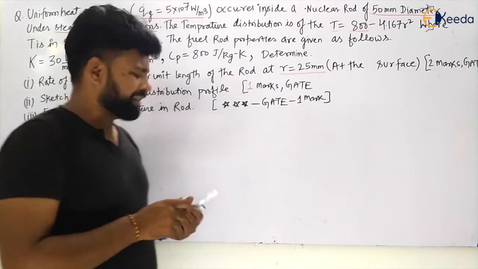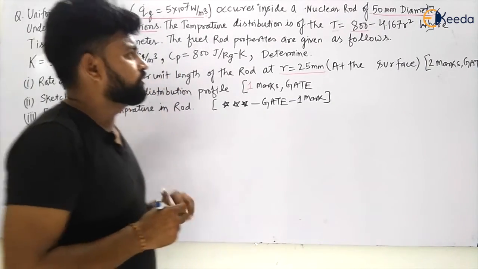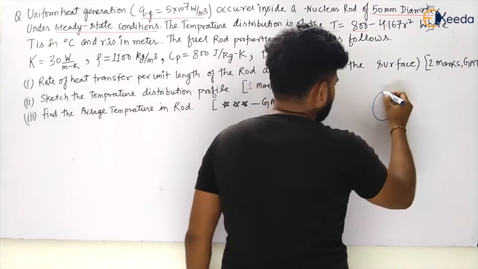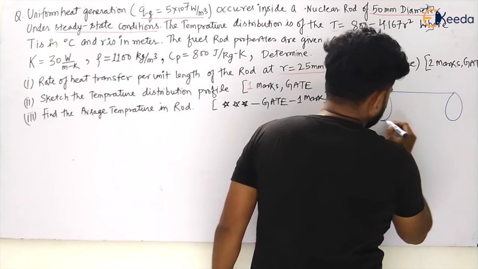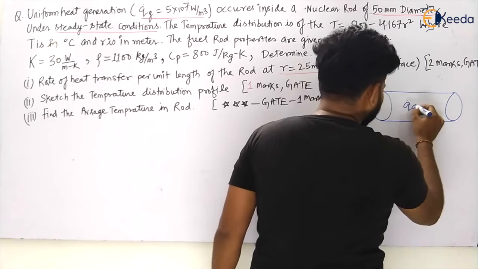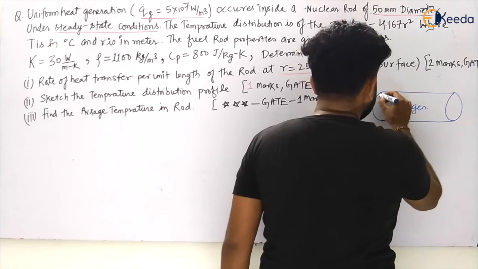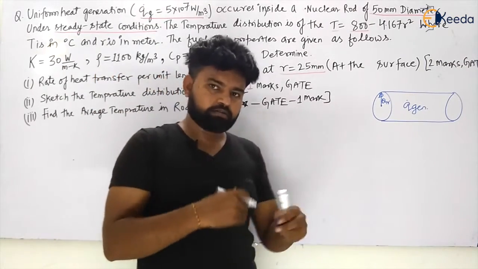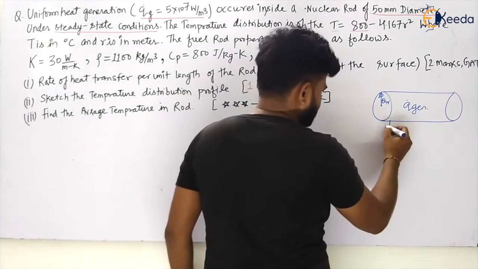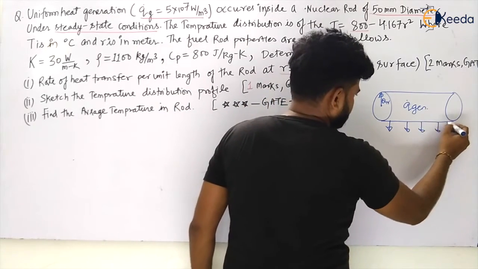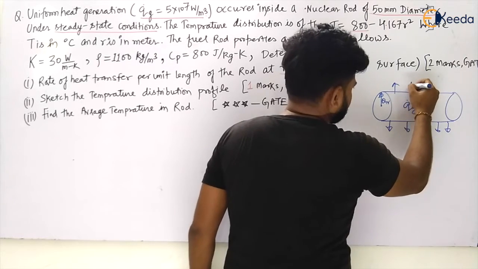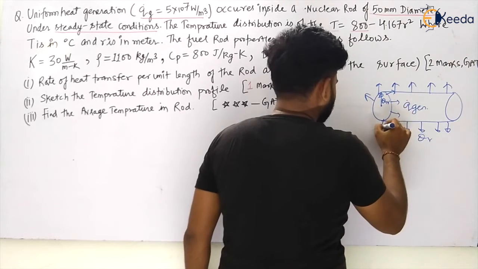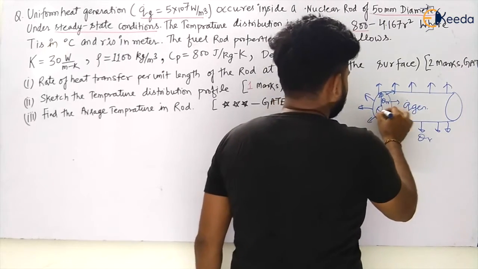Now, let us understand that he is talking about a nuclear rod of 50 millimeter diameter. So let us say there is a nuclear rod of 50 millimeter diameter, and some heat is generated inside that rod. If, my dear students, heat is generated, then it will go out from the curved surface area of that cylindrical rod. So heat will be transferred to the outside like this, radially in all directions, or we can say along the radius R.